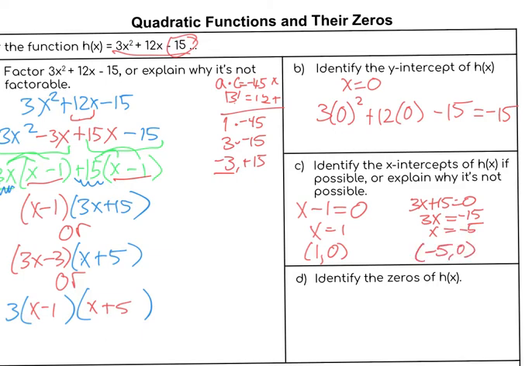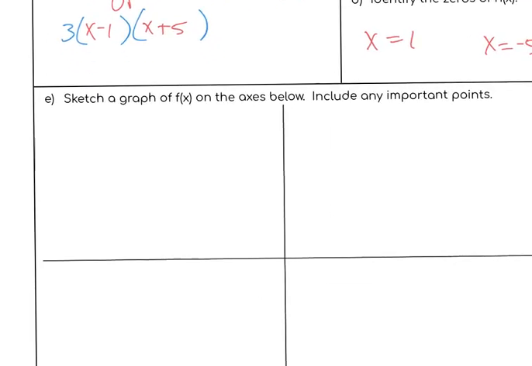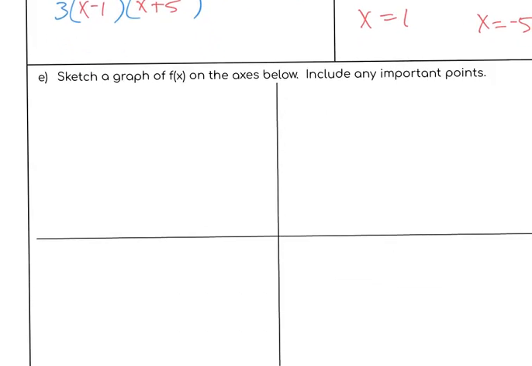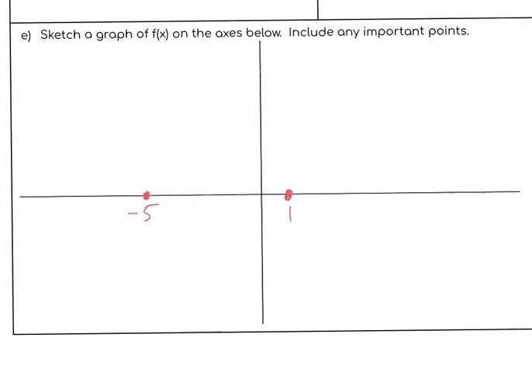Because we found the x-intercepts, these are also the zeros. So I can literally just write x equals 1 and x equals negative 5. The only time those are different is if we have a graph that does not have x-intercepts. Then our zeros are imaginary, and we have to work with that. So we've got to sketch a graph using important points. I'm going to include my zeros. We've got a zero at 1. I'm also going to label them with the values. Zero at negative 5. We have a y-intercept, and I think it was at negative 15. It was.